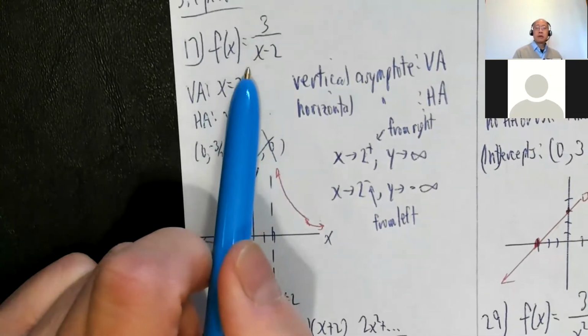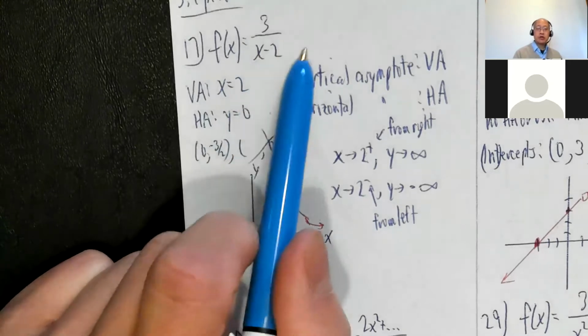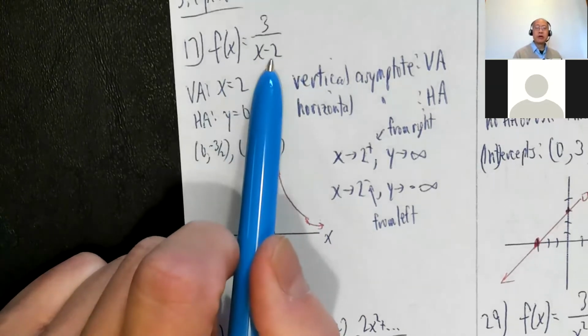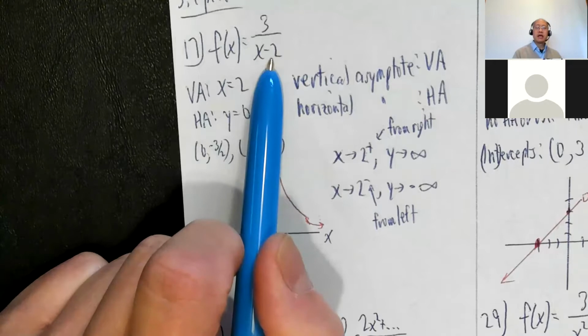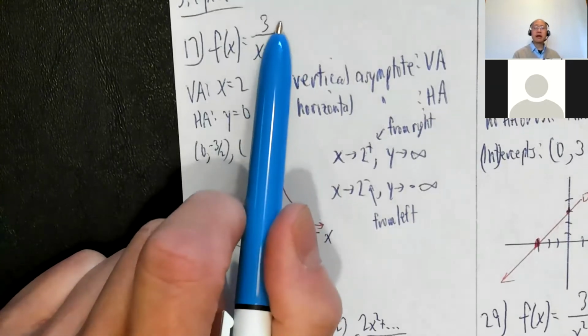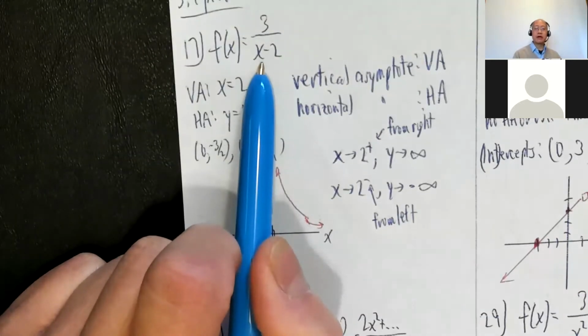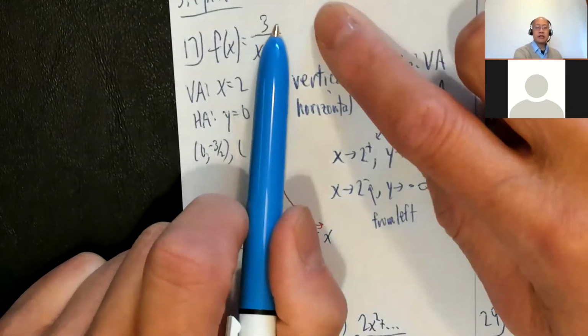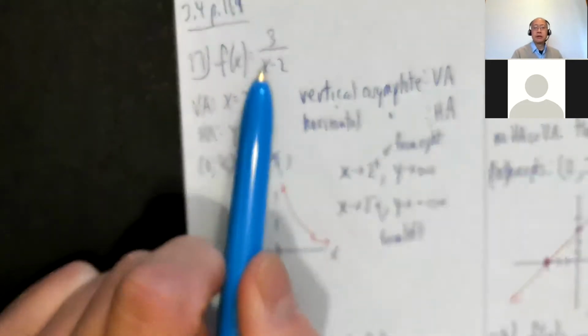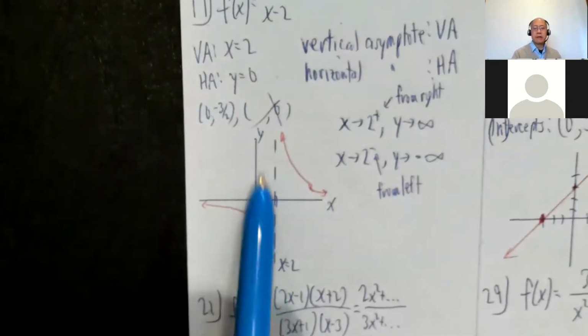I should hasten to add, just because you see something in the denominator like x minus 2 doesn't automatically make it a vertical asymptote, because you might have an x minus 2 in the numerator also, which would cancel it out. We'll see examples of that. But here, there's no x minus 2 on top that's going to cancel it out, so x equals 2 becomes an asymptote.